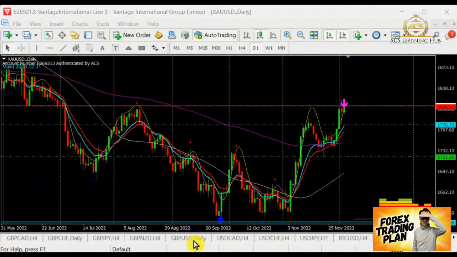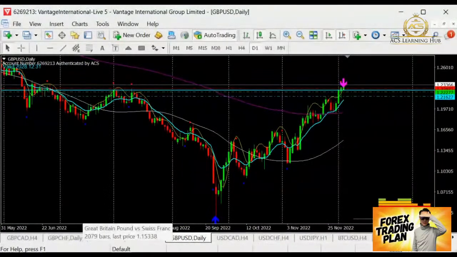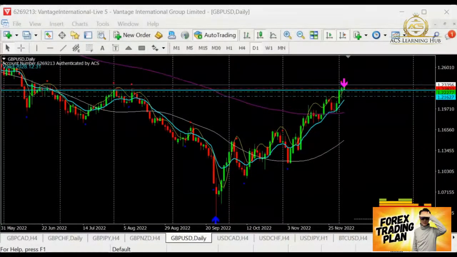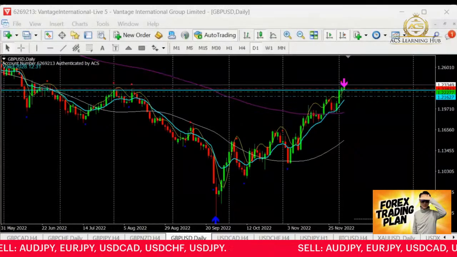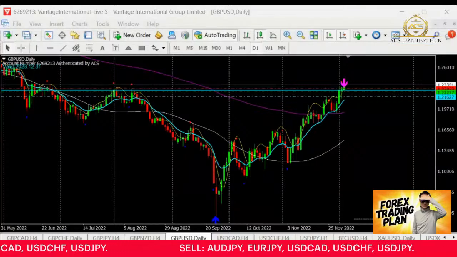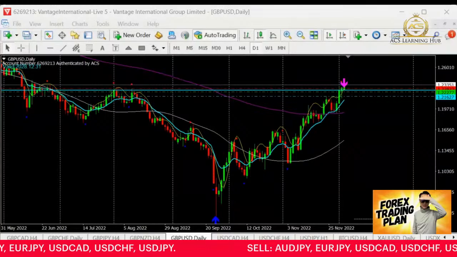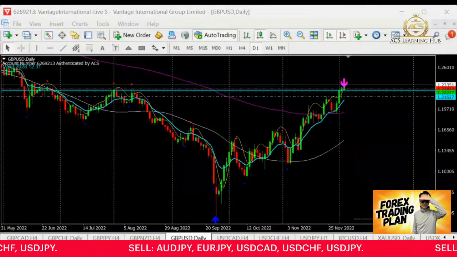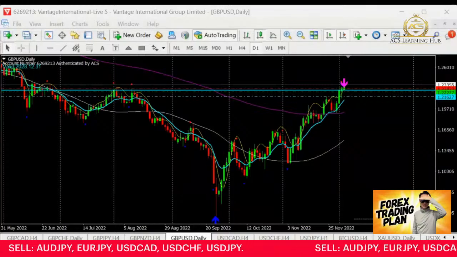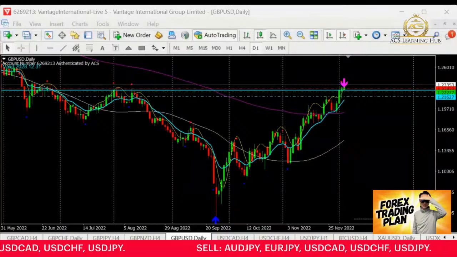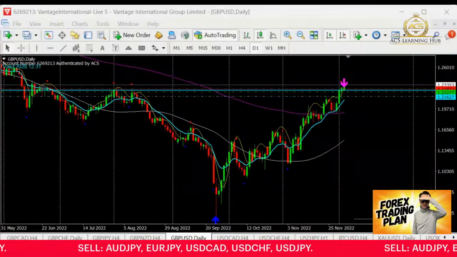For now, looking at this here, what are we going to focus on today? I'm showing it over here in the banner below. Today we can focus to sell on Aussie yen, Euro yen, dollar CAD, dollar franc, and dollar yen. For pound yen, it looks so good, but we still need a few more confirmations as of now because we cannot see anything right now.